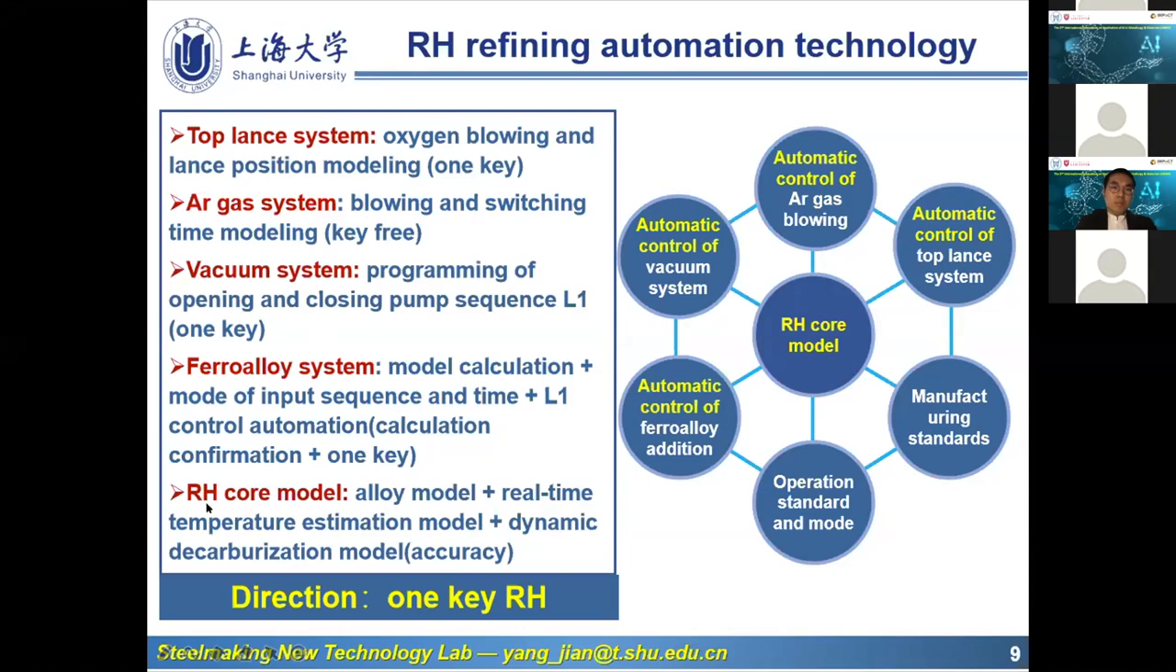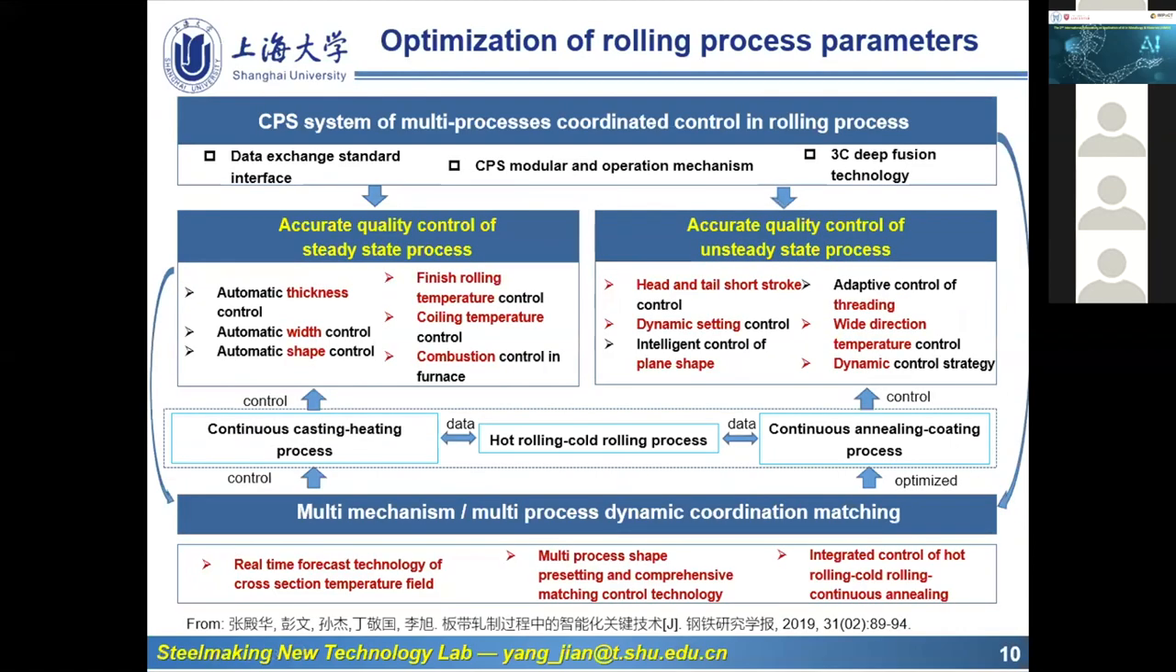The LF core model has an error for the real-time temperature estimation, and the dynamic decarbonization model is quite accurate. So the future direction of LF refining is to develop one-key LF. About the optimization of the rolling process parameters, based on the CPS systems of multi-process coordinated control in the rolling process, multi-mechanism, multi-process dynamic coordination matching, it is about the real-time forecast technology with the cross-section temperature field.